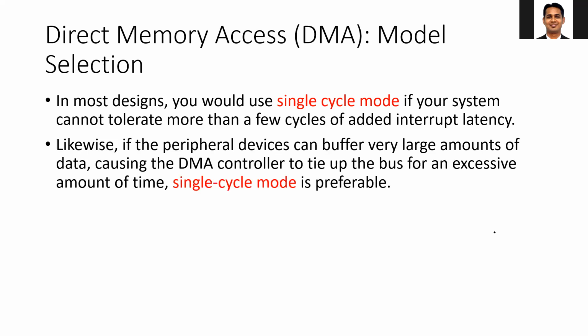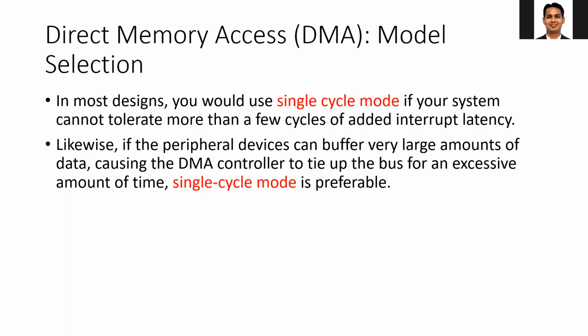Also, the burst mode may be used by a malicious peripheral to keep the processor off the memory bus. For example, a peripheral device can buffer a large amount of data, causing the DMA controller to tie up the bus for an excessive amount of time. This may lead to system failure. In this case, single cycle mode is preferred.